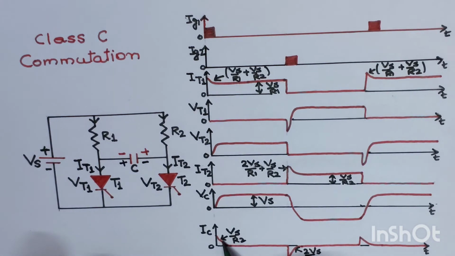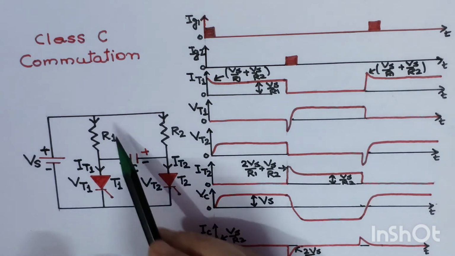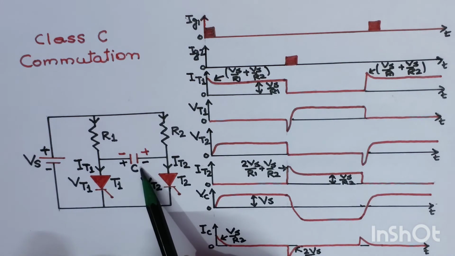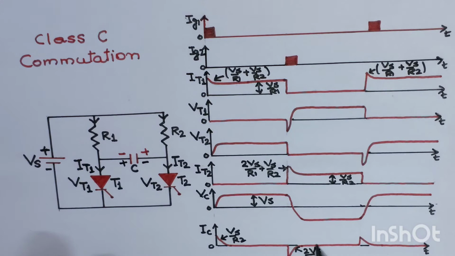As we know, initially in the first case, when the trigger pulse was given to thyristor T1, this was the charging current Vs by R2, and once we have given the trigger pulse to thyristor T2, this is again the charging current in the reverse direction. This is the part which is equivalent to 2 Vs by R1. And once the capacitor has got fully charged, the capacitor current will stop. That's why it has been shown here: there is no capacitor current flowing thereafter.